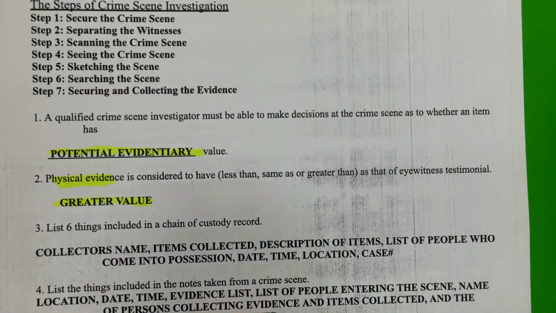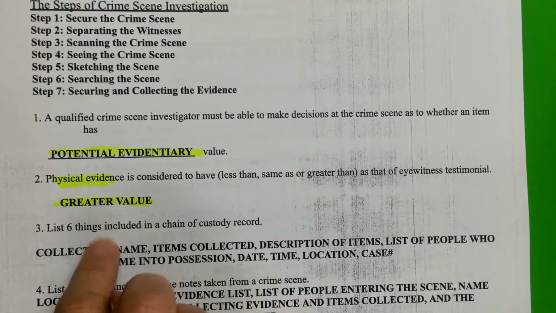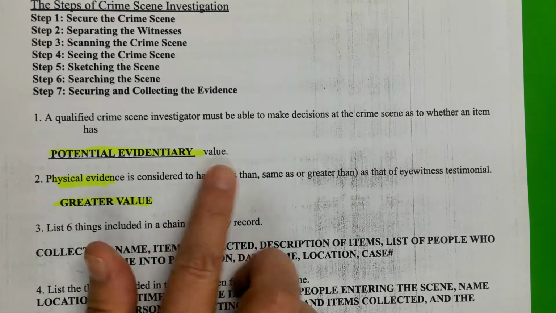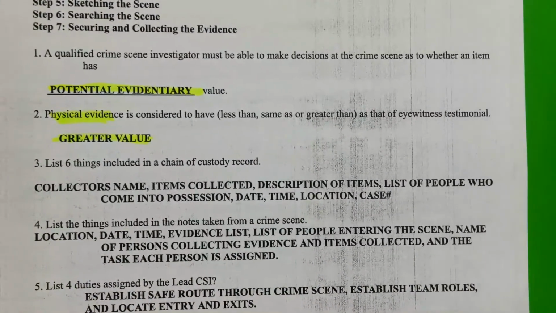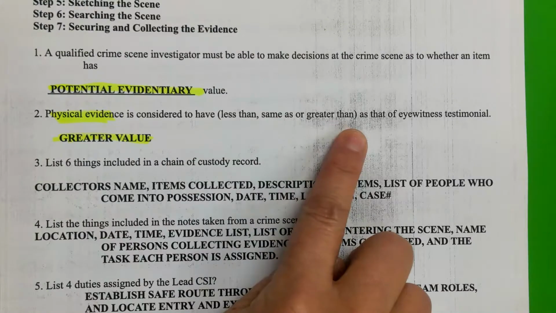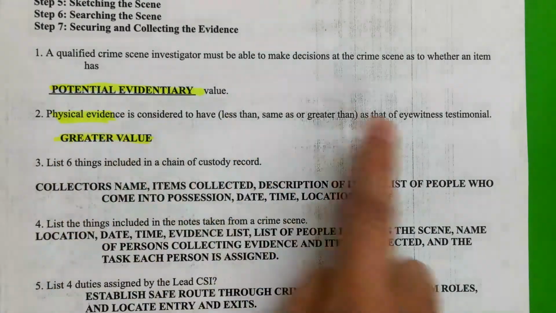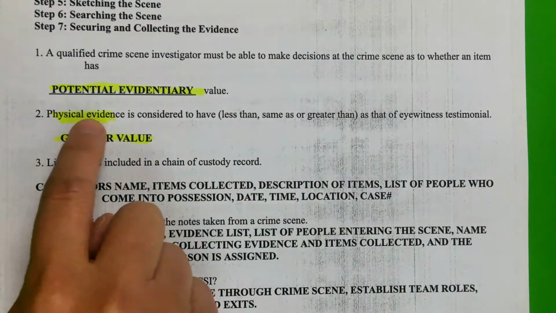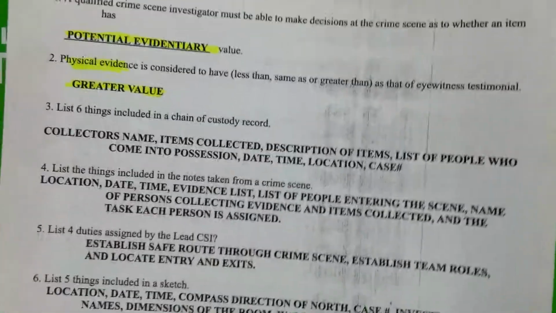A qualified crime scene investigator must be able to make decisions at a crime scene as to whether an item has potential evidentiary value. So that's important, it must have some kind of value. Number two, physical evidence is considered to have less than, same as, or greater than the value of eyewitness testimony. So physical evidence versus eyewitness. Well, physical evidence obviously is greater value. It's a lot more important.